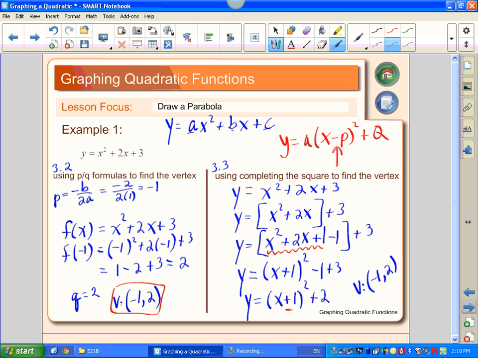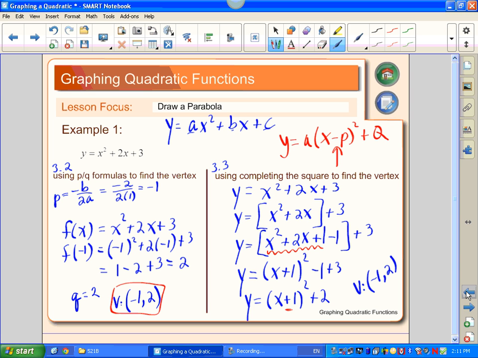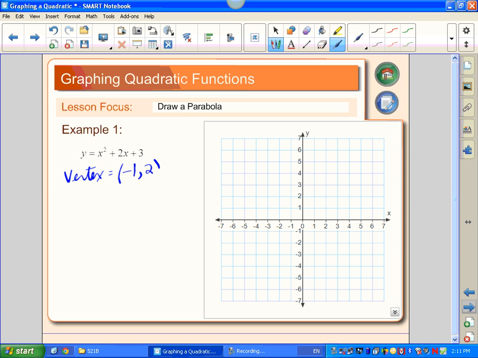Okay, what do I do now? So we got the vertex two different ways. I'm going to use the vertex. So we know that our vertex is equal to, I honestly don't remember what we wrote down. It was just on the last slide. It was negative 1, 2. I like having it in vertex form. So y was equal to x plus 1 squared plus 2. Makes it easier for my table of values, but it's not necessary. I just find that makes life a little easier.